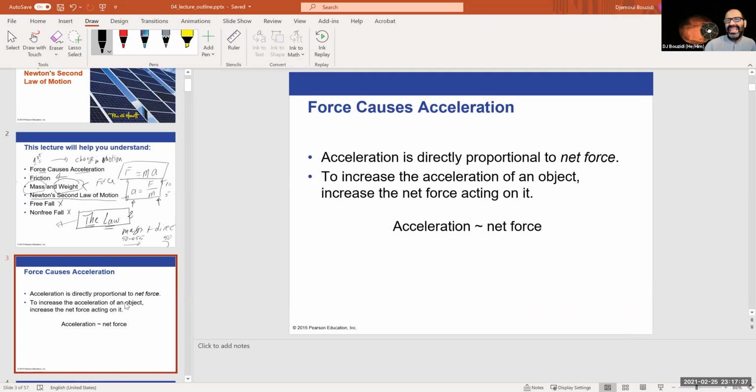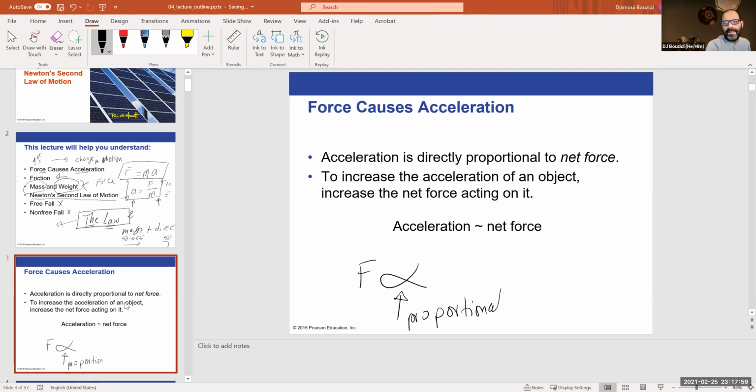Okay, so acceleration is directly proportional to the net force. To increase the acceleration of an object, increase the net force acting on it. So the acceleration and the net force basically are proportional. That's what that means, okay? That's what I was writing earlier. This symbol in here is for proportionality.